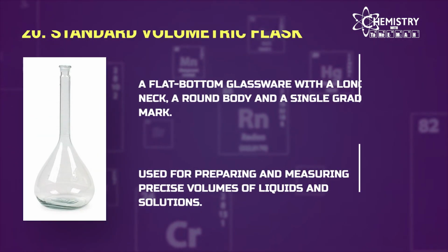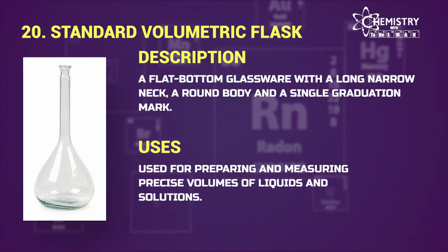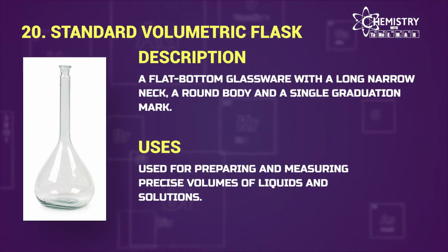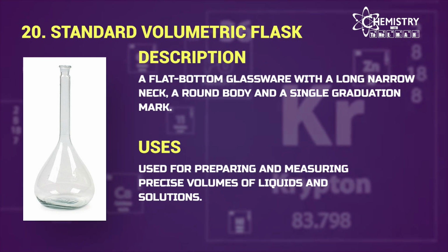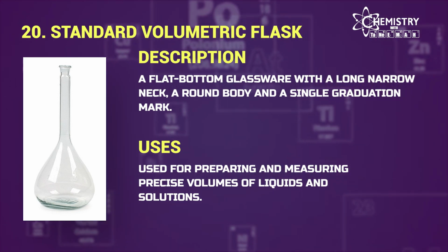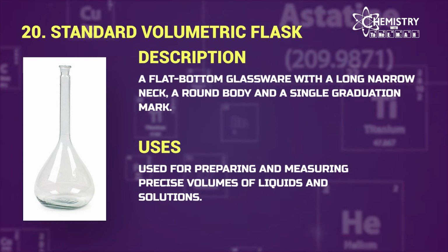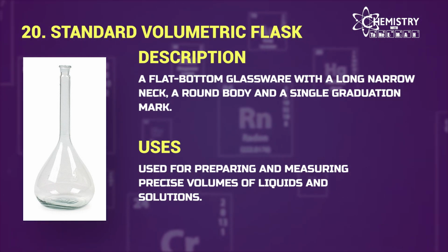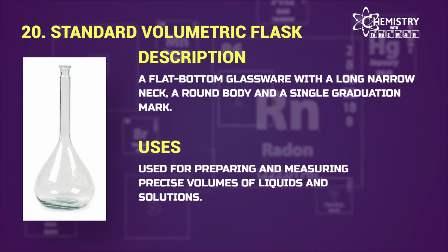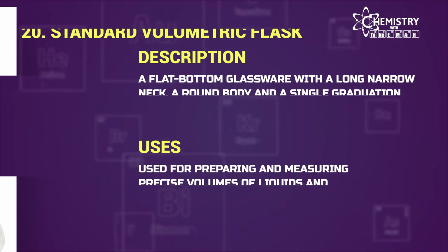Number twenty, standard volumetric flask. A standard volumetric flask is a glassware that has a flat bottom, long narrow neck, and a round body with a single graduation mark. It is used for preparing and measuring precise volumes of liquid solutions, and it is also used to prepare standard solutions.